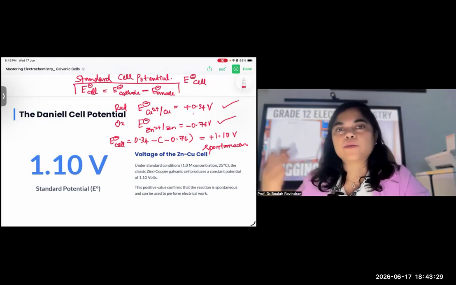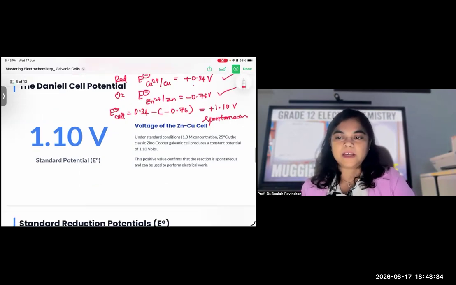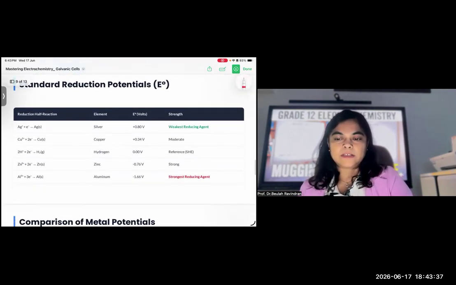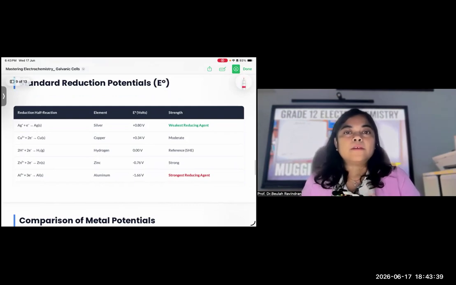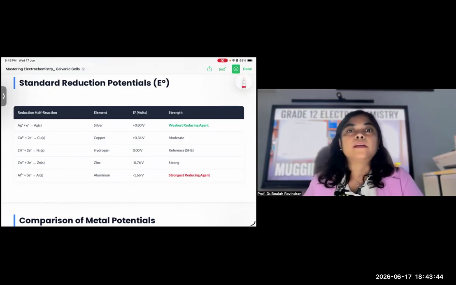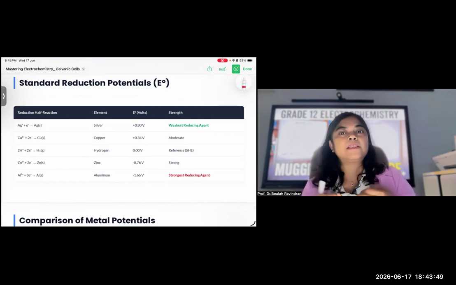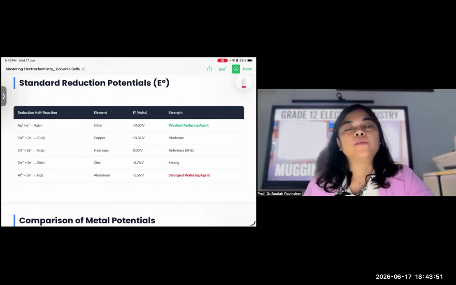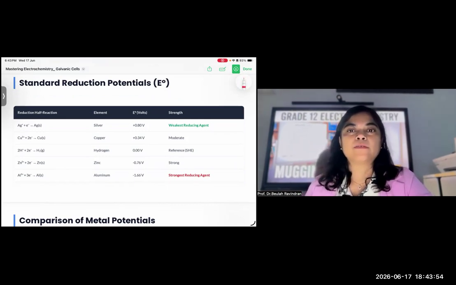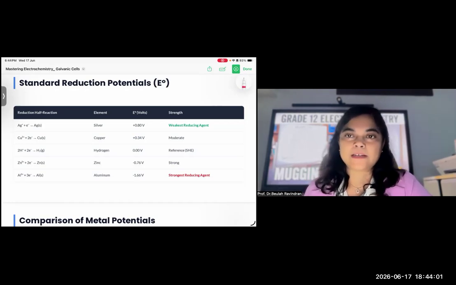Let's quickly recap the essentials for your boards. Oxidation happens at the anode, the negative terminal in galvanic cells. Reduction takes place at the cathode, the positive terminal. The salt bridge maintains electrical neutrality. Always calculate your cell voltage using cathode minus anode. In our next lesson, we'll look at what happens when conditions are non-standard, using the famous Nernst equation.